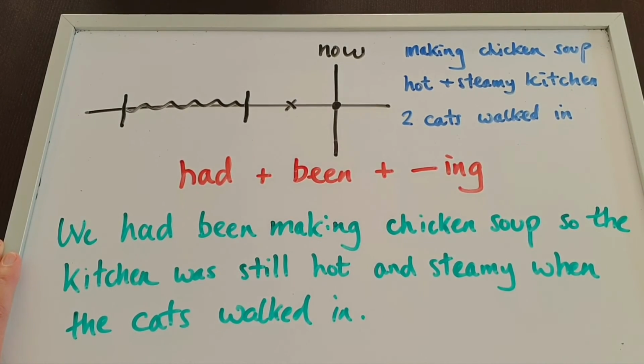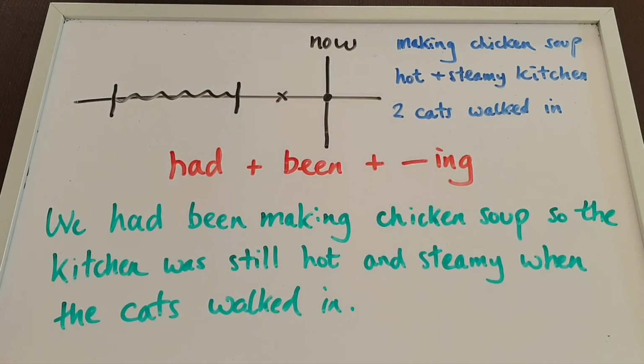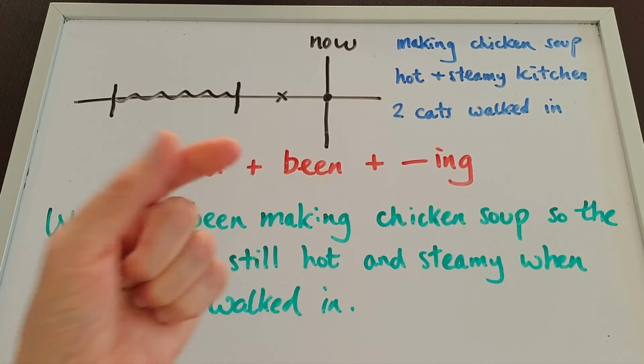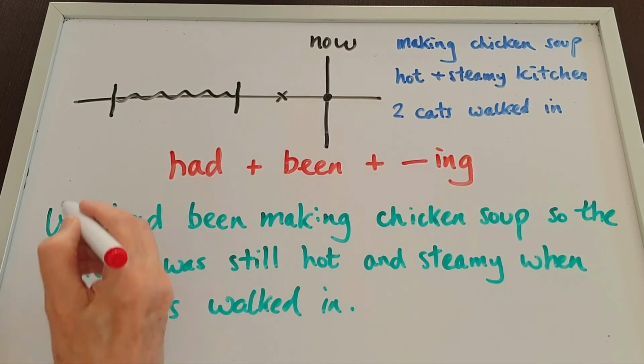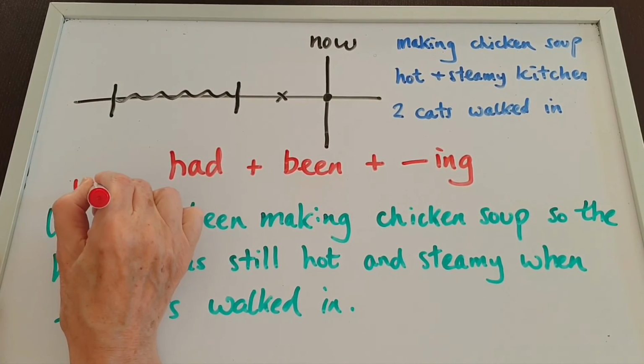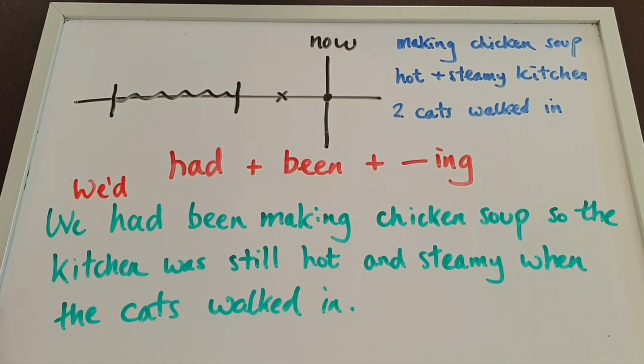And there is our beautiful long sentence, having all that information in it. In formal writing, this is a beautiful sentence. We had been making chicken soup, the full version of the past perfect continuous. However, when we speak, we usually contract. We join together, we had, and say we'd. So we'd been making chicken soup, which sounds more natural when you're speaking. We'd been making chicken soup, so the kitchen was still hot and steamy when the cats walked in.